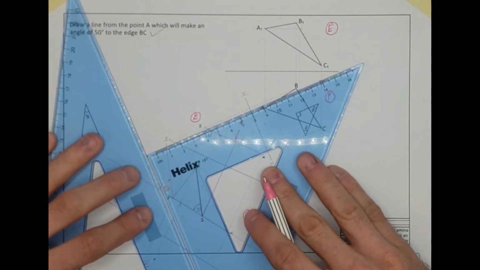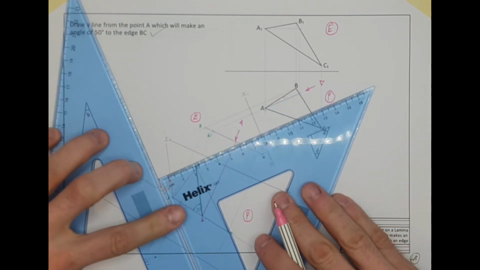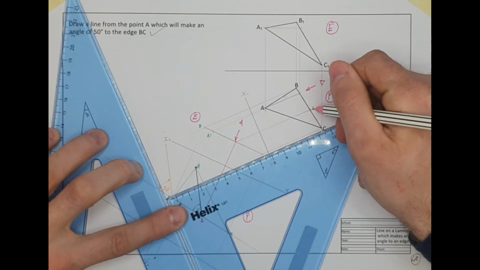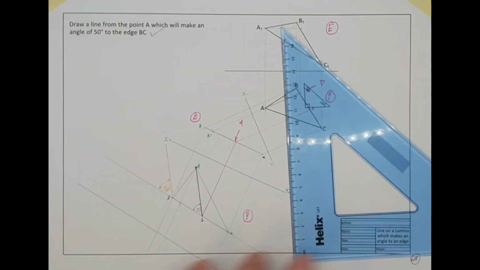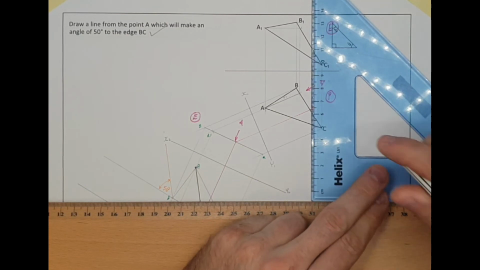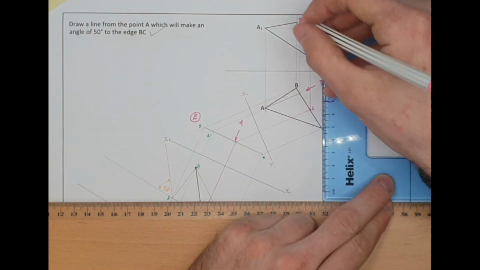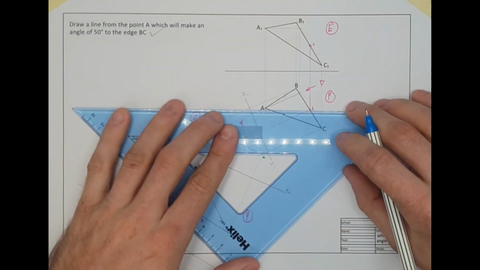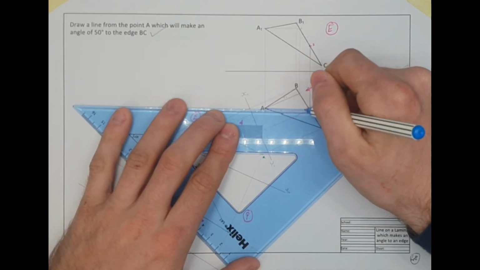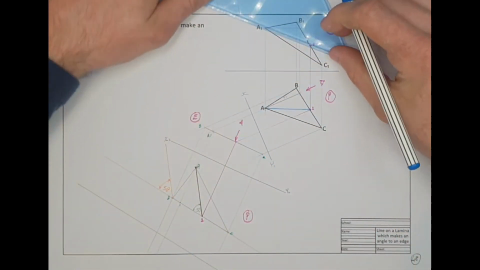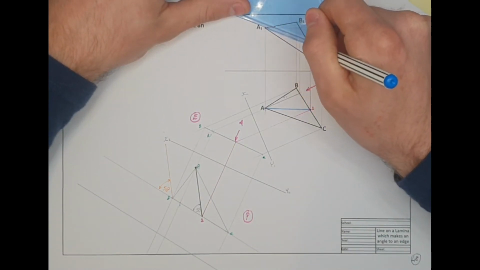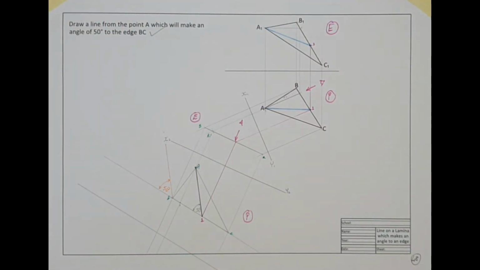Okay, bringing it back to plan. Point 2 lies on the line BC, which is point 2 right there, and bringing it up to elevation. Point 2 on the line BC. There we go. Let's get this line drawn. So it's a line that joins A to 2 is my 50-degree true angle line. Right there, A to 2, that's in the plan done, and up here in the elevation. There we go. Now, that's the projections.